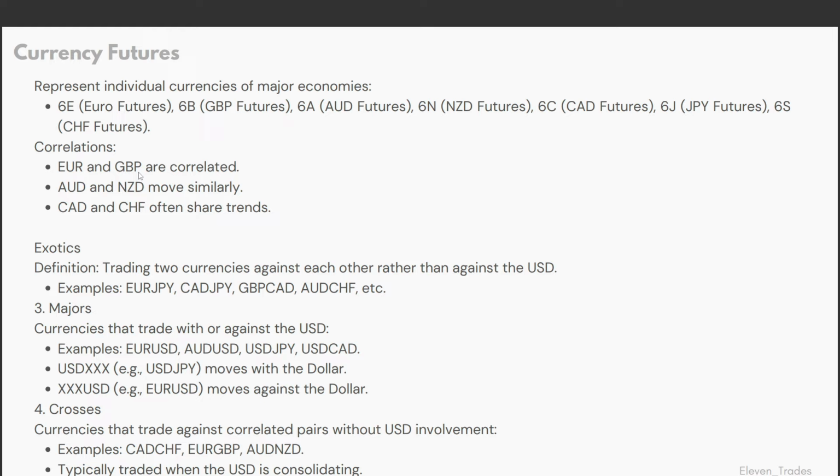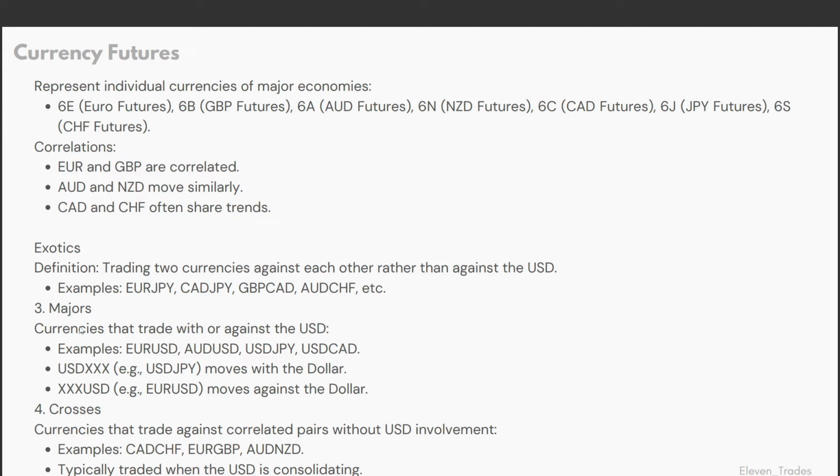Now, these are the correlated futures. The Euro and GBP are moving alongside, they are correlated. The AUD and NZD, the CAD and CHF. Now comes exotics. So actually the exotics mean trading two currencies against each other rather than trading it against the US dollar. Like for example, Euro JPY, we are trading Euro against the Japanese yen, CAD JPY, GBP CAD. And exotics, the dollar is not involved.